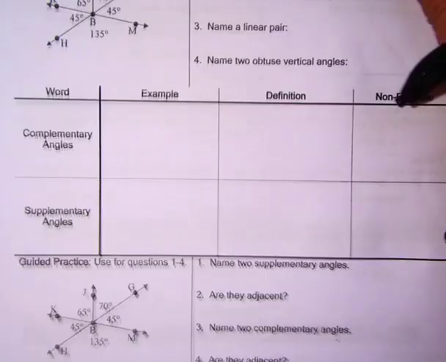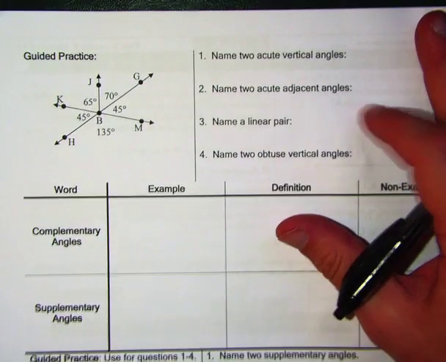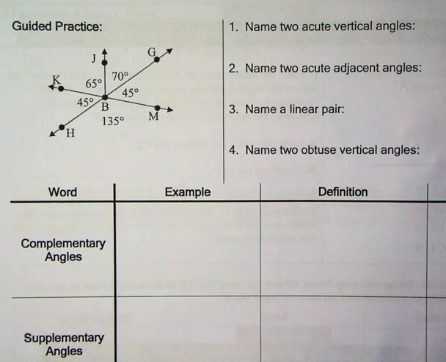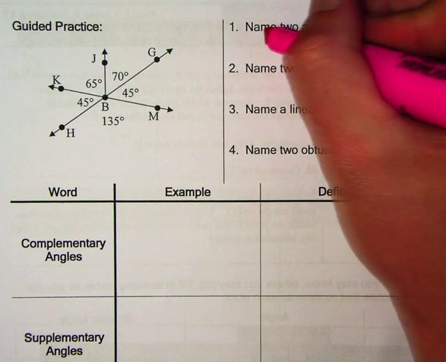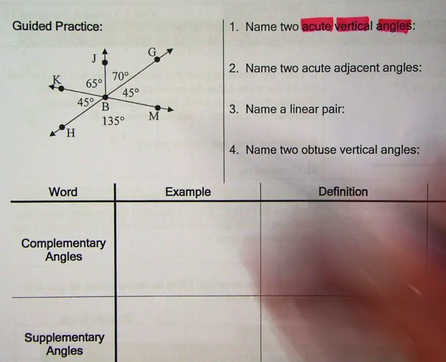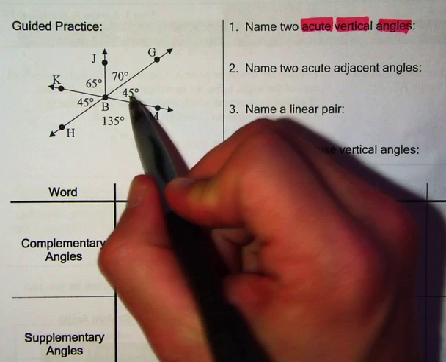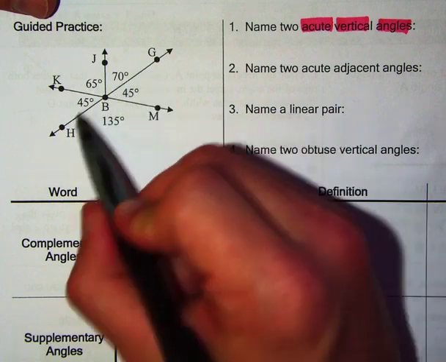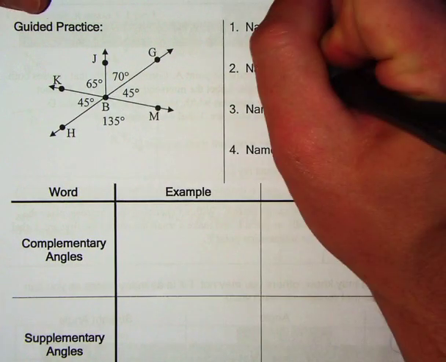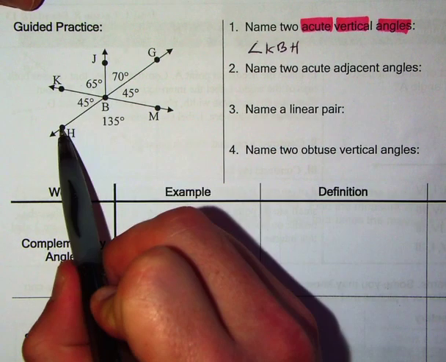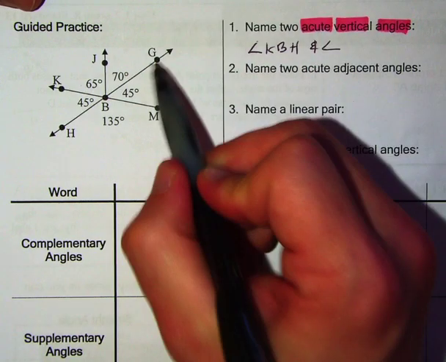So if we go and apply this, let's name two acute vertical angles. I always want to make sure I know what I'm doing. I'm trying to name, so I'm going to use the right notation. I need acute vertical angles. So they need to be acute and vertical. So 45 and 45 are both acute, which is the classification, and they're vertical because they share opposite rays. So angle KBH and angle GBM.